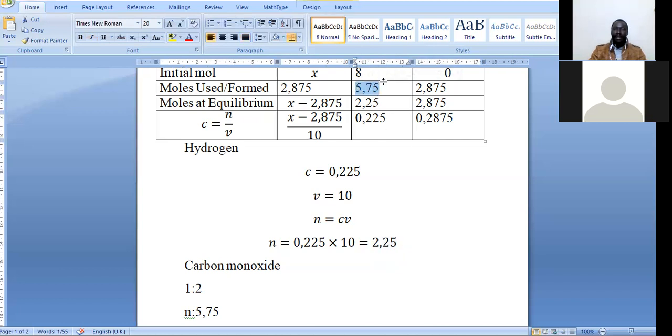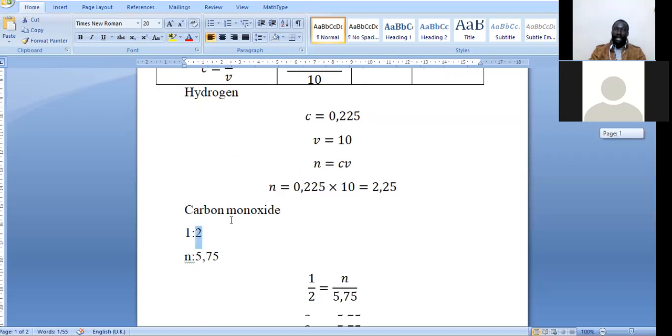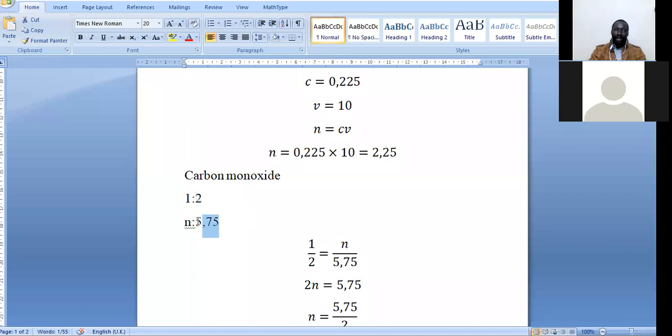Then after finding the number of moles that was used, we now use the mole ratio. The mole ratio is that for every 1 mole of carbon monoxide, there are 2 moles of hydrogen. So the question here is, if that is the ratio, then what if there are up to 5.75 moles of hydrogen? What are we going to have for the number of moles of carbon monoxide? That is when this small mathematics will be introduced, because 1 to 2 can be written as 1 divided by 2. The ratio does not change.